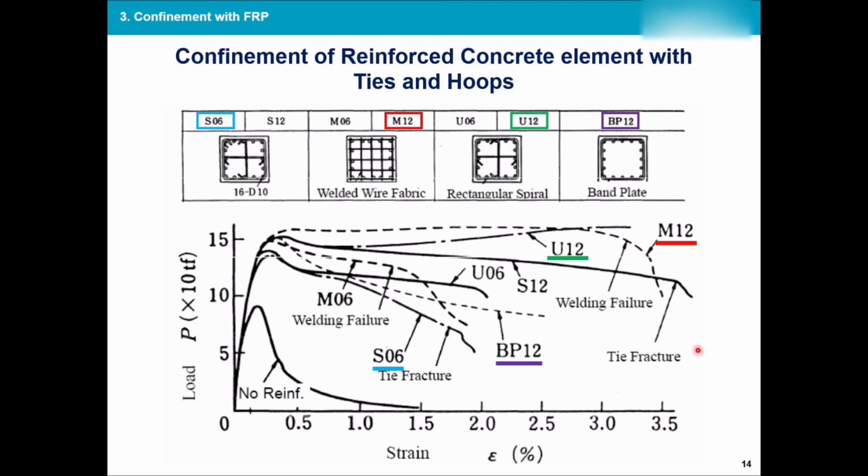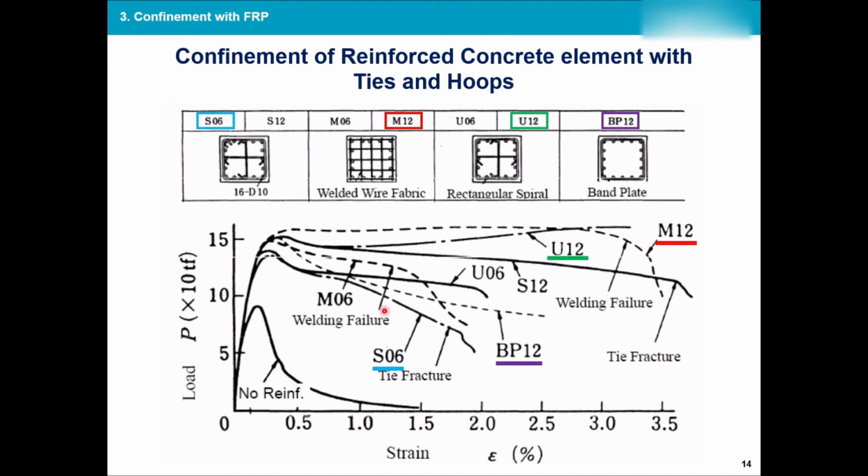Let's look at some experimental results. Over here we have load versus strain, so change of length over initial length. I have an unreinforced concrete, very low ductility, very low strength, and I have 4 different types of, let's say, reinforcement in terms of shear and confinement. For sure BP12 is the weakest one, then should be the D10, 16D10. You can follow it on these, so let's call it BP12 and S06.